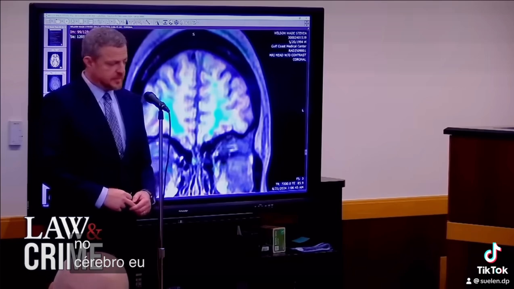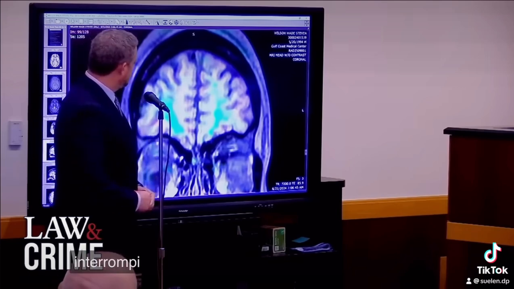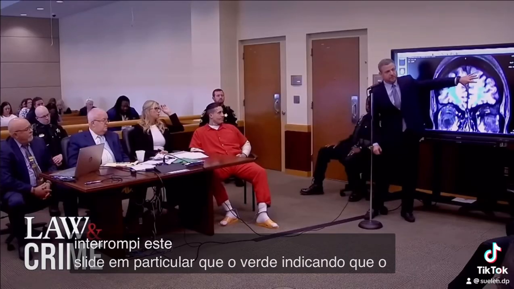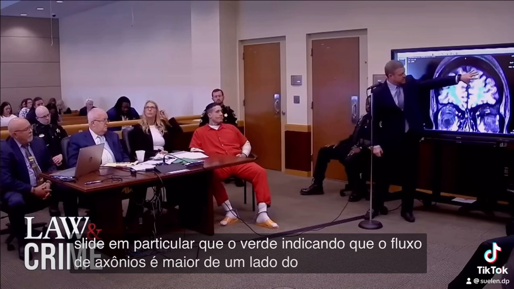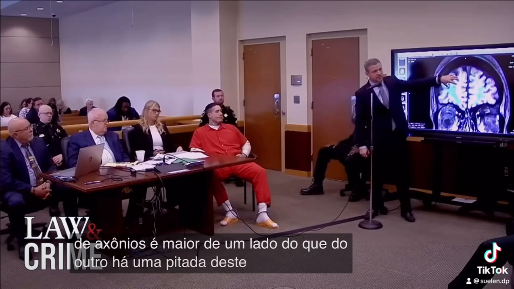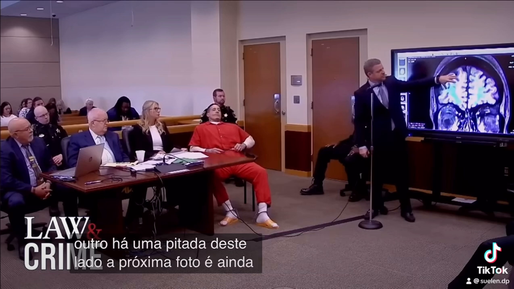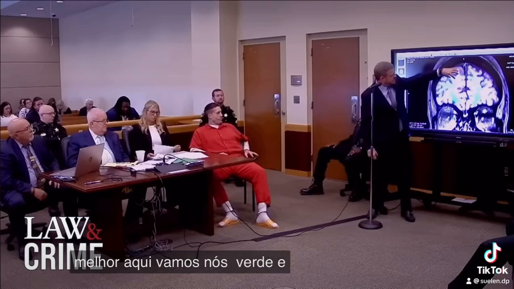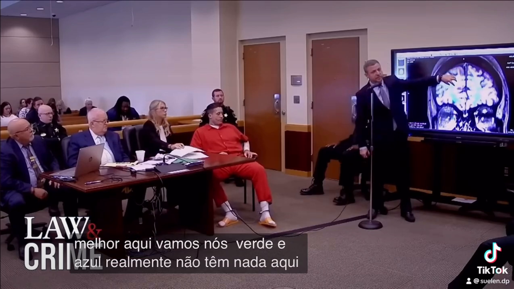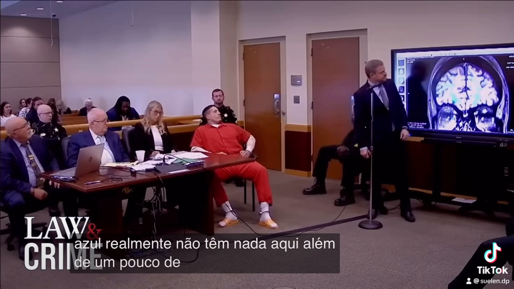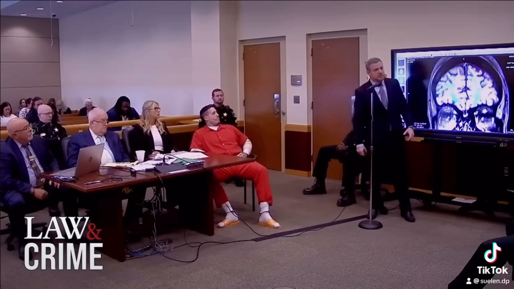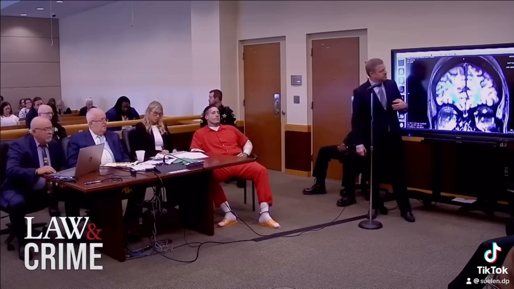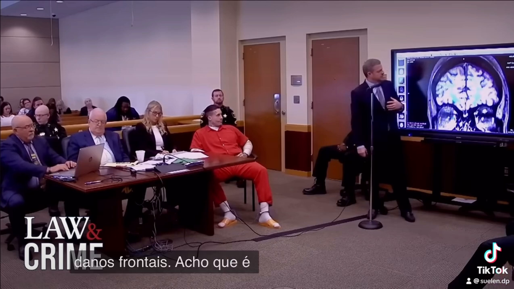I interrupted you. What's depicted on this particular slide? That the green indicating a flow of axons is greater on one side than the other. There's a paucity of it on this side. Next picture is even a little bit better. Here we got green and blue. Really got nothing over here other than a little yellow. So this tells us that we have some frontal lobe damage. I think that's it.